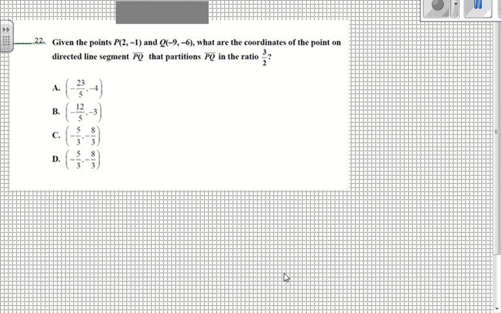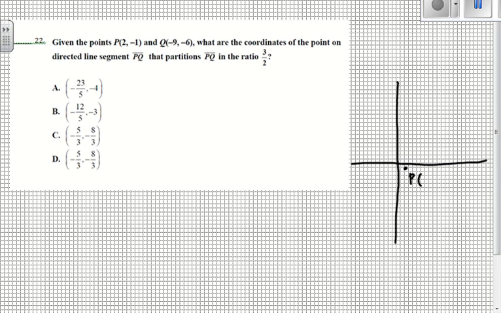And it wants to know, you've got a point at 2, -1, so that's about right there. P is at about 2, -1. And you've got a point at -9, so 1, 2, 3, 4, 5, 6, 7, 8, 9. -9, -1, 2, 3, 4, 5, 6. So that's like right here. That's Q.